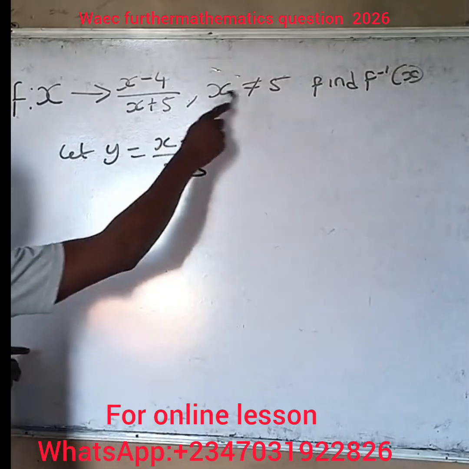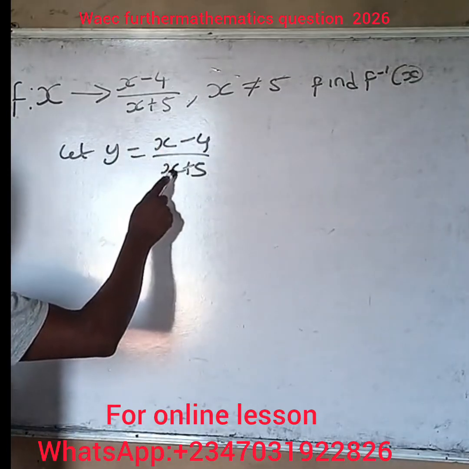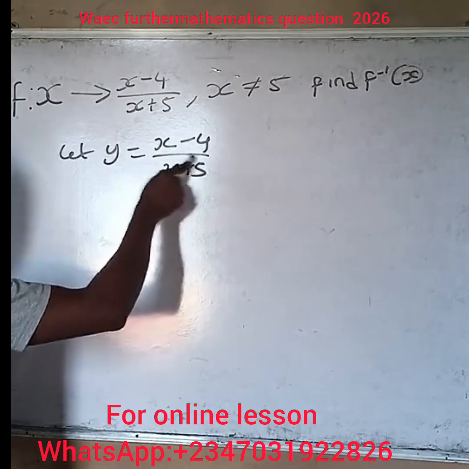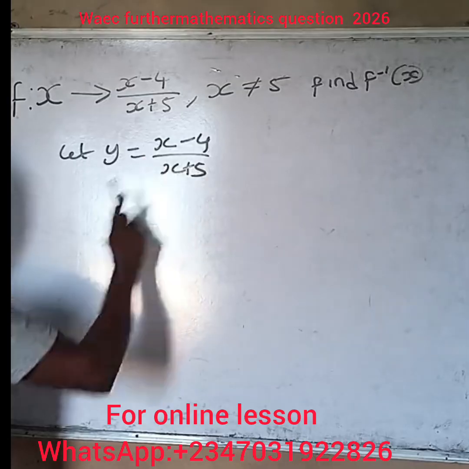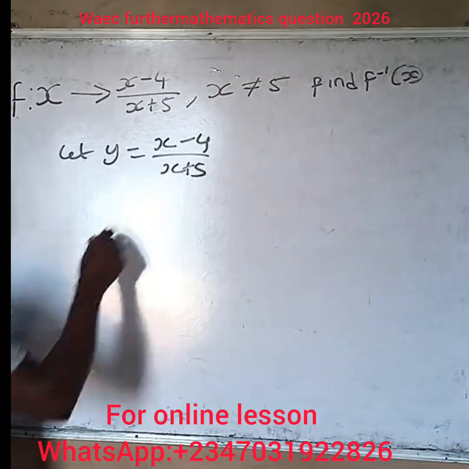Now, when they say x is not equal to 5, it means that the number you will have for x at the end of the day should not be a number that, when you add this to it, will give you 0. You must avoid it. That is the meaning here. So let us make x the subject of the formula.